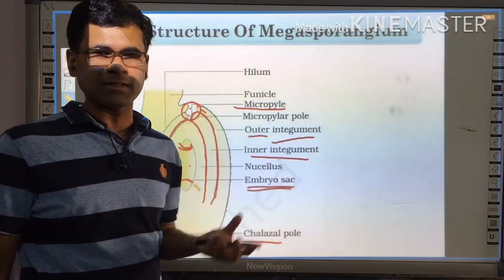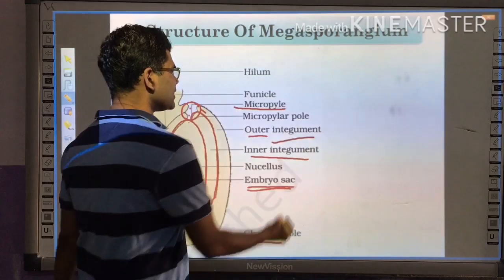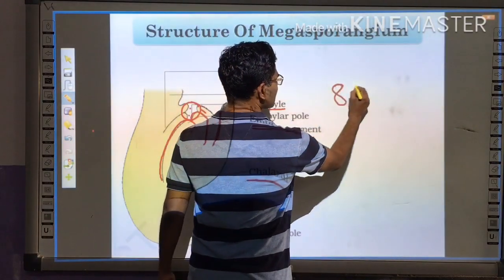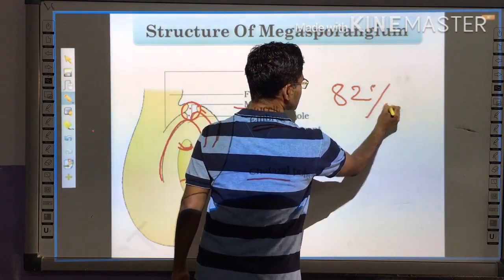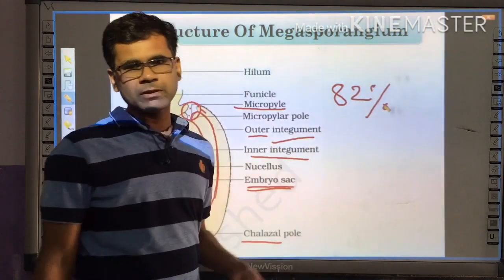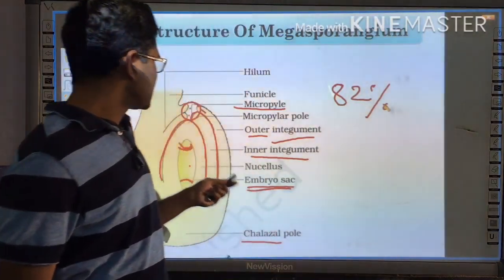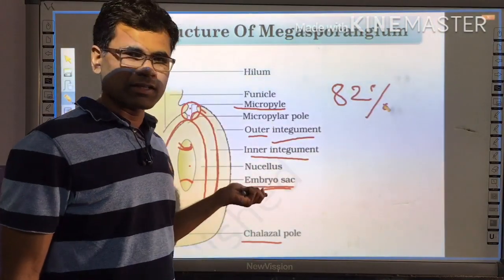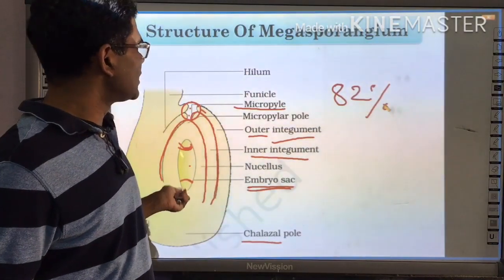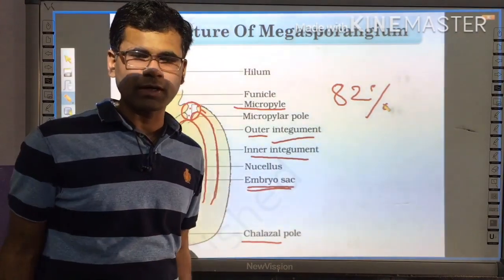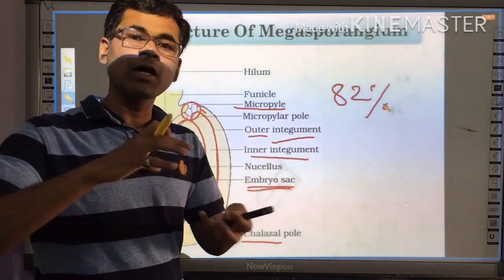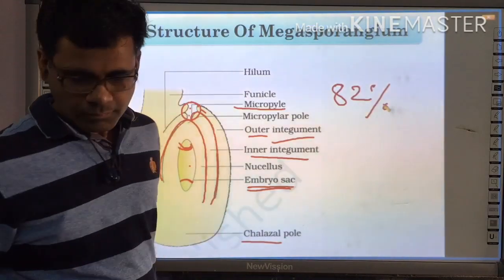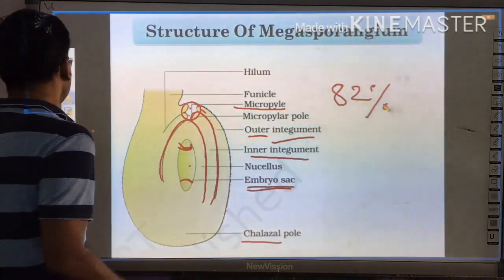Anatropous means inverted. Approximately 82% of angiosperms possess the anatropous ovule, and that's why in your NCERT the anatropous ovule is discussed. Anatropous means inverted, opposite, ulta.